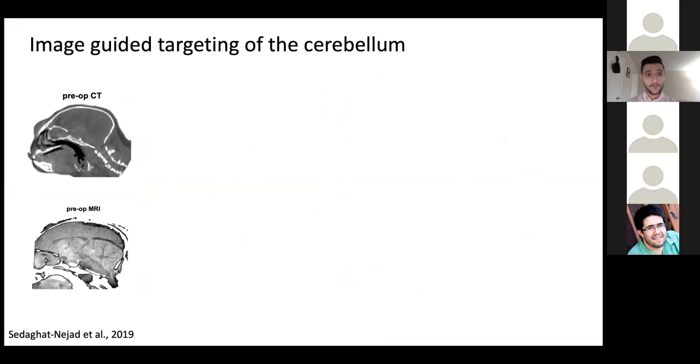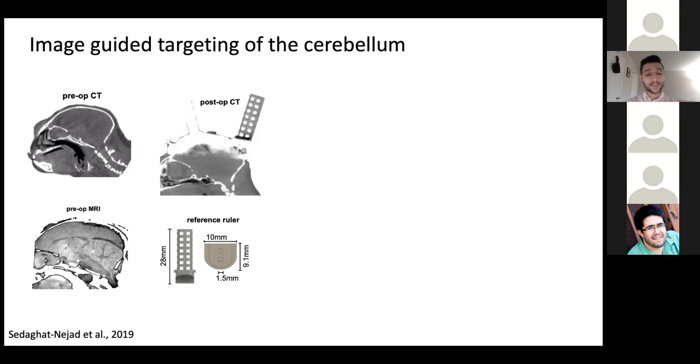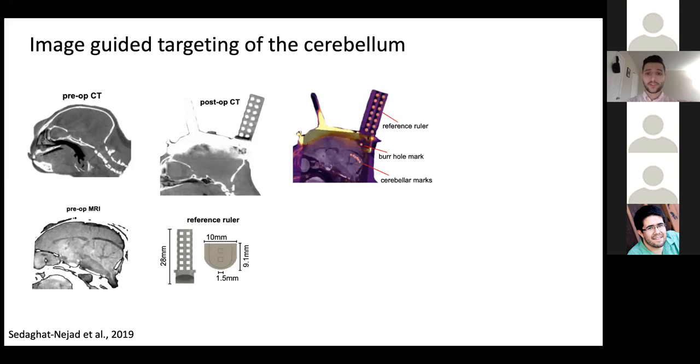CT and MRI, as well as a post-operative. When I say post-op, I mean after we have implanted the head fixation apparatus into the animal. This post-op CT imaging includes a reference ruler that is eventually used to bridge our imaging coordinate system with our model-based computer-aided design coordinate system. We co-register these images to get a full representation of the animal's head, including its skull, the head fixation post, the brain, the cerebellum, and then we make markings using a software called 3D Slicer.